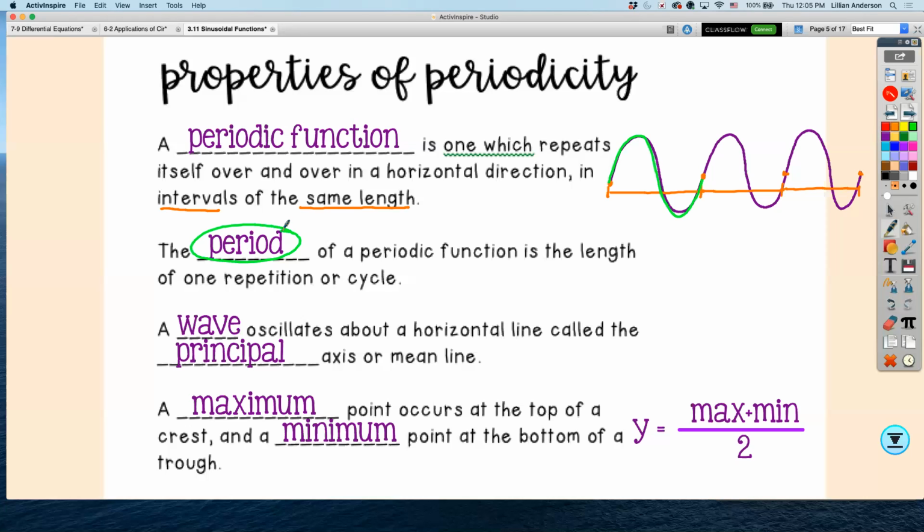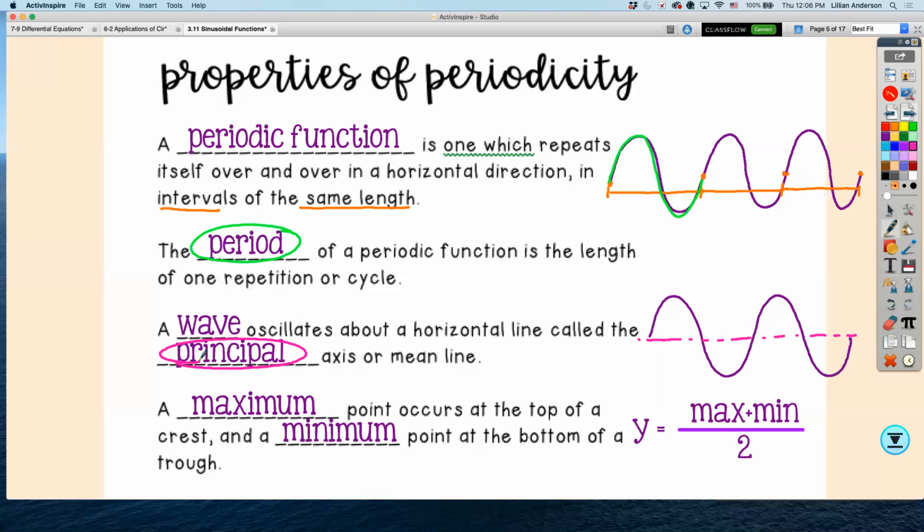A wave, as I drew in purple, oscillates about a horizontal line called the principal axis or the mean line. So what I'm about to do is draw that same function over again. The principal axis or the mean line is that horizontal line that the wave is going to oscillate about. So it would be technically this line right here. That pink line would represent the principal axis. Okay, that wave goes the same distance above that line that it does below that line.